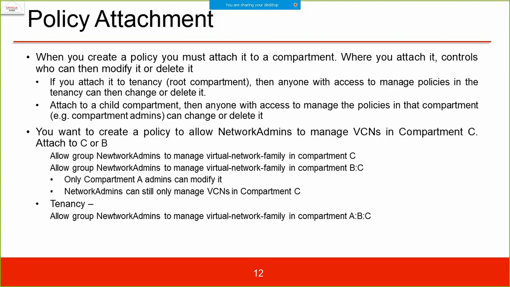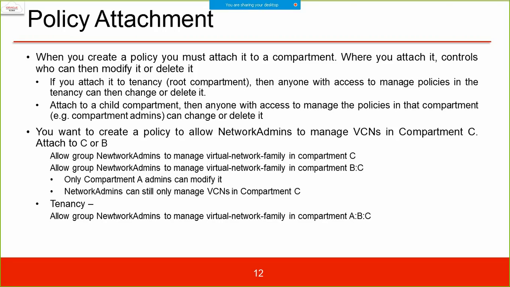You want to create a policy to allow network admins to manage VCN in compartment C. In that case, you can attach it: allow group network admins to manage virtual network family in compartment C. Or if you want to give it to both B and C compartments, that can also be done with compartment B:C. Only compartment A admins can modify it where it is created. Network admins can still manage VCN in compartment C, because we have mentioned C, right?